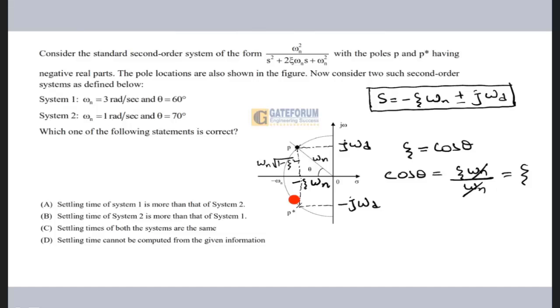And I have already got the relationship. This is nothing but omega d, this is your omega d only. So I am having cos theta is equal to zeta, and they are asking settling time. Now for a second order system, the settling time is given as 4 by zeta omega n.